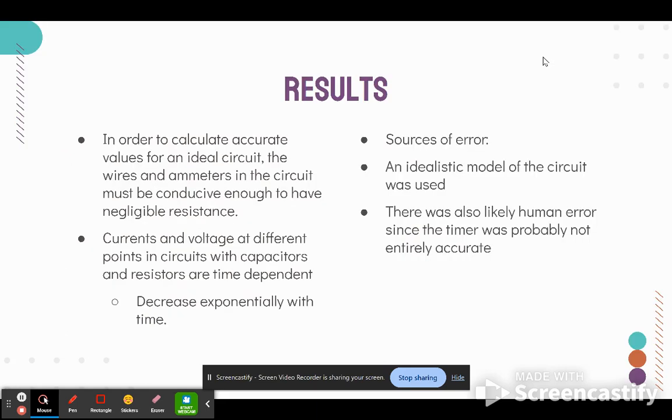So in order to calculate accurate values for an ideal circuit, the wires and ammeters in the circuit must be conductive enough to have negligible resistance. Also, currents and voltages at different points in circuits with capacitors and resistors are time-dependent and decrease exponentially with time. Sources of error include that an idealistic model of the circuit was used, so there was also likely human error since the timer was not entirely accurate.